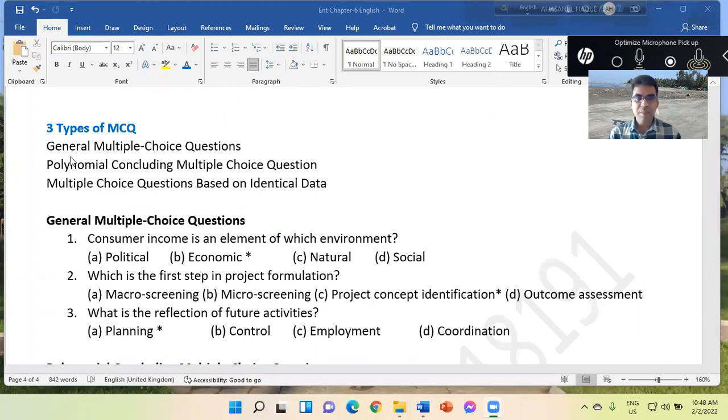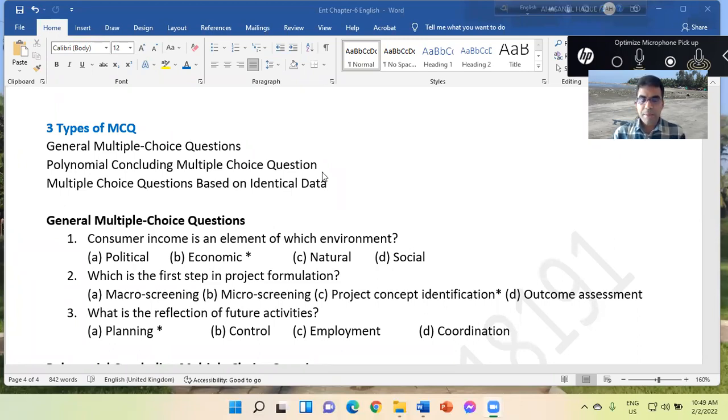Number 1, general multiple choice questions. That means one question will be available in your question paper and there will be 4 options. You have to choose the right answer from 4 options. This is called general multiple choice questions. And another one is polynomial concluding multiple choice questions.